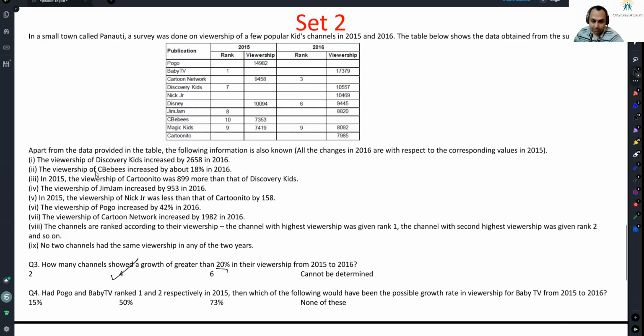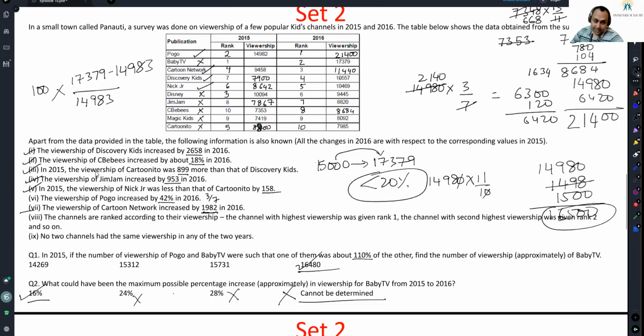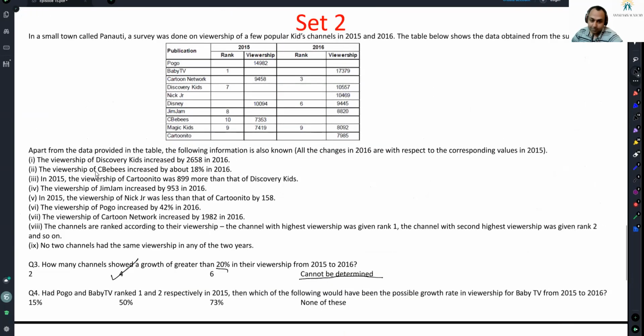Hopefully nobody marked cannot be determined for question 3 because the Baby TV number is missing. Just in the prior question, we found the Baby TV number. So don't fall for that trap.